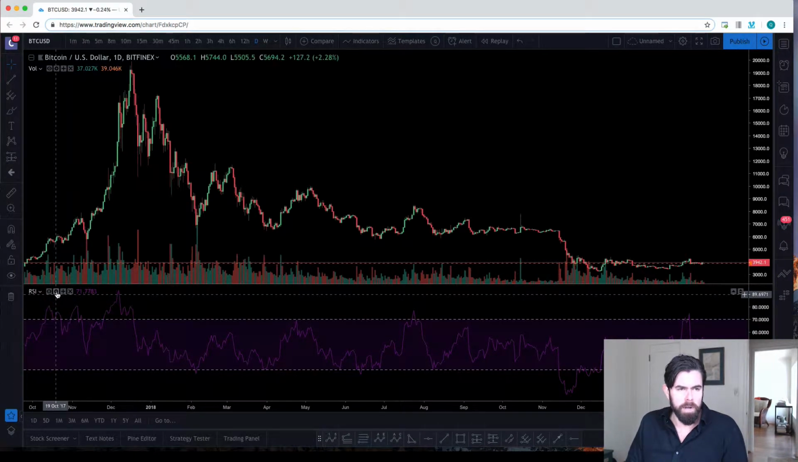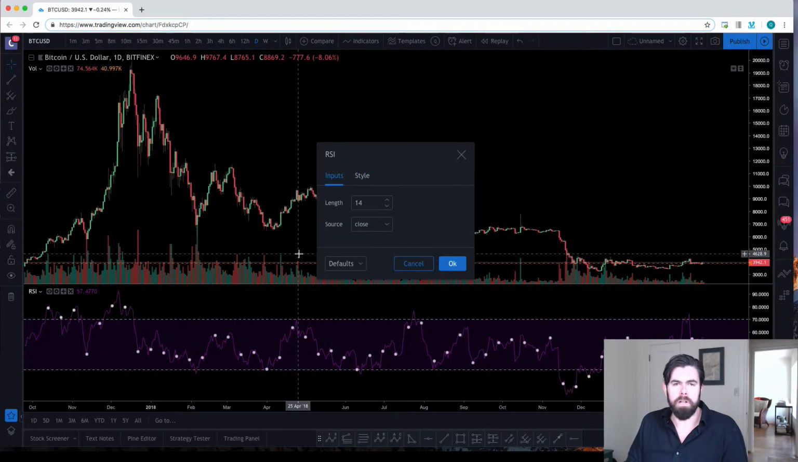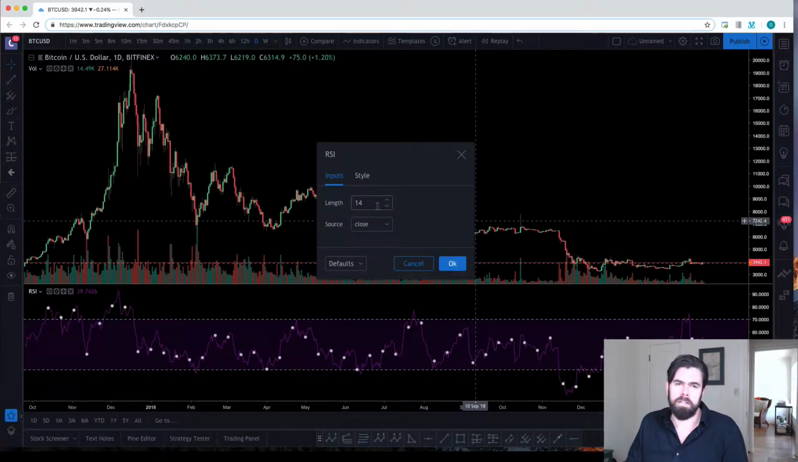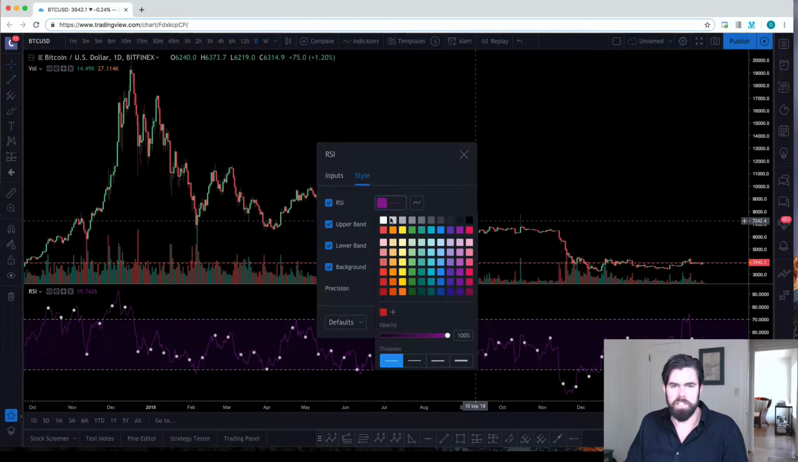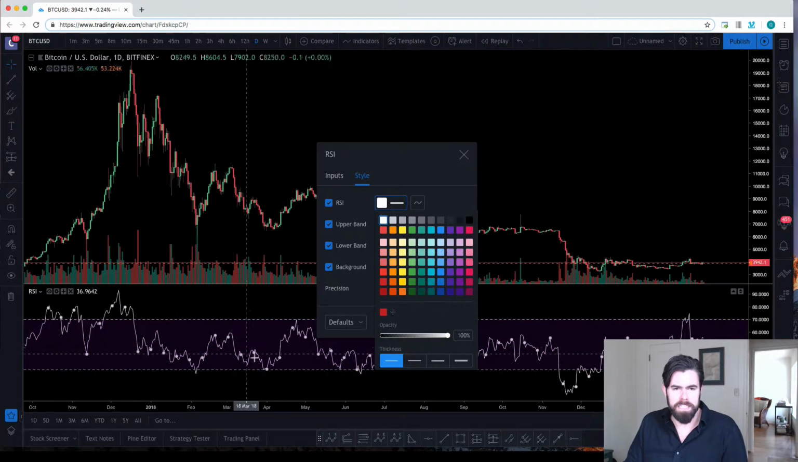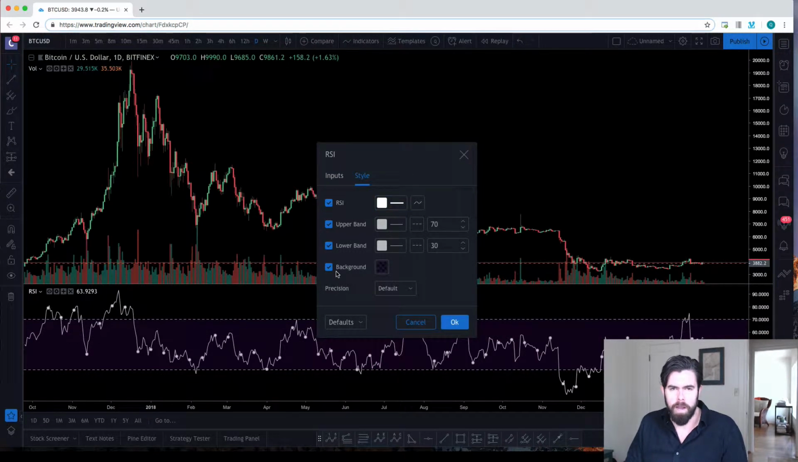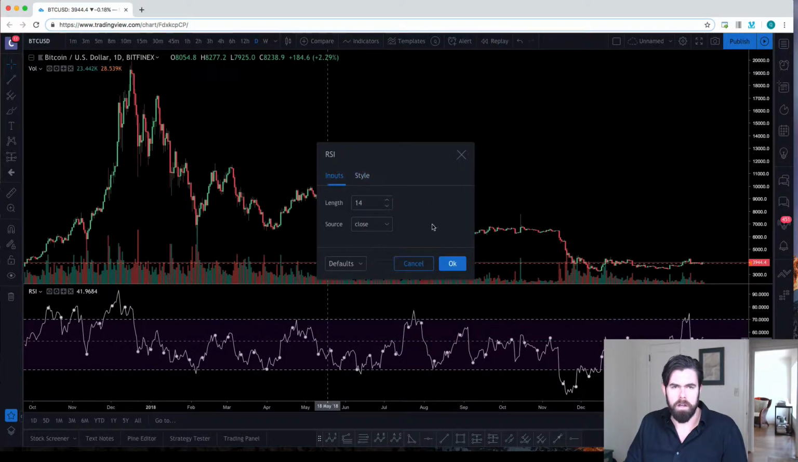I'm going to go to the settings right here, click on settings, and with the input, I'm going to leave the 14 period. That's the default and it works pretty well. And then the style, I'm going to change that to white so I can view this line really clearly, the RSI line. And then there's the upper and lower bands, which are here at the 70 and 30. Depending on the color of your background, you would basically want to be able to see everything clearly, so you might want to play around with those settings on your side. All right, so we can see everything really clearly, and I click OK.